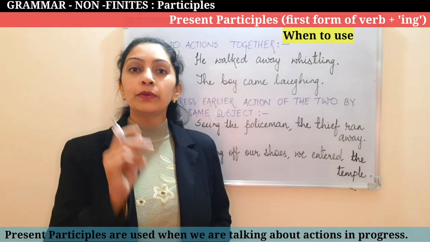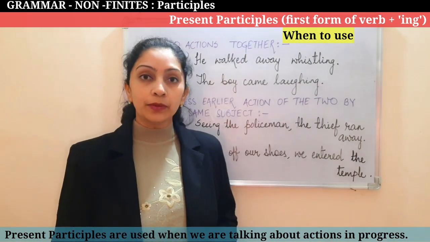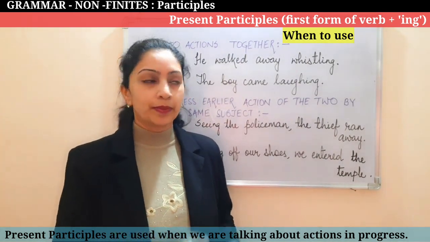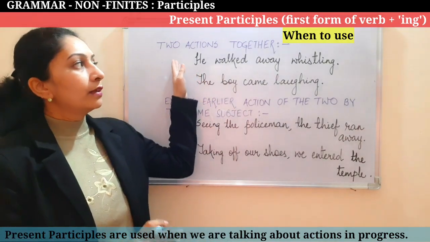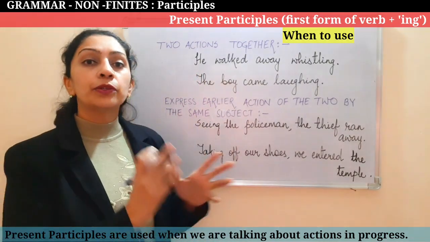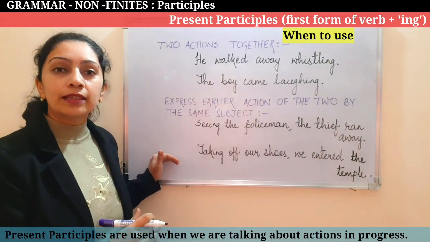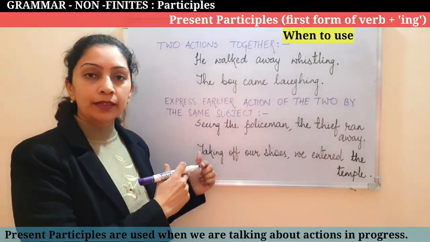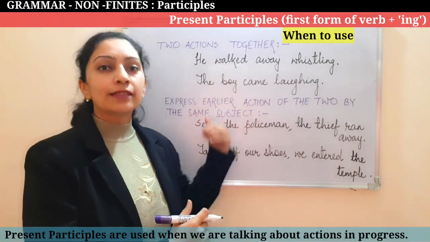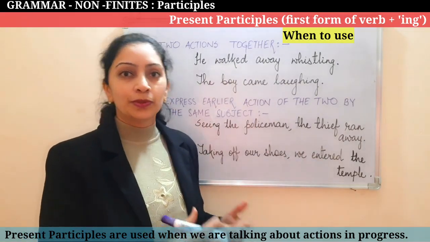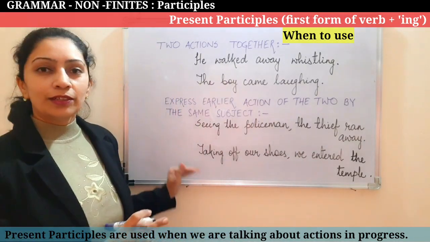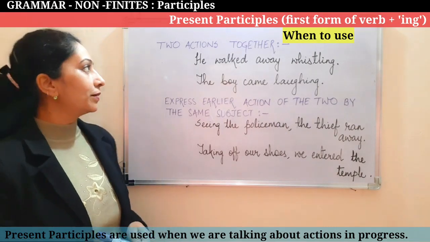When we are talking about two actions happening, then also we can use present participles. Now in the first case we will see when the two actions are happening together or simultaneously, and in the second case we will see that one action happened and right after that the second one started to happen. So let's look at the examples and you will understand better.